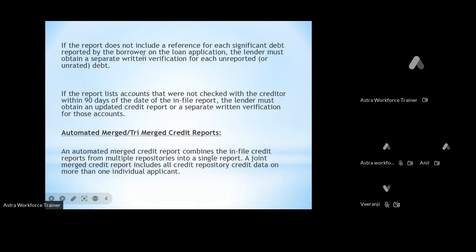If the report does not include the reference for each significant debt reported by the borrower on the loan application, the lender must obtain a separate written verification of each unreported debt. If the credit report does not indicate the credit mentioned in the loan application, what is the loan application form number? 1003. Yes, 1003. If it is not available, then we need to ask for written verification from the credit agency about why it is not reported in the credit report.